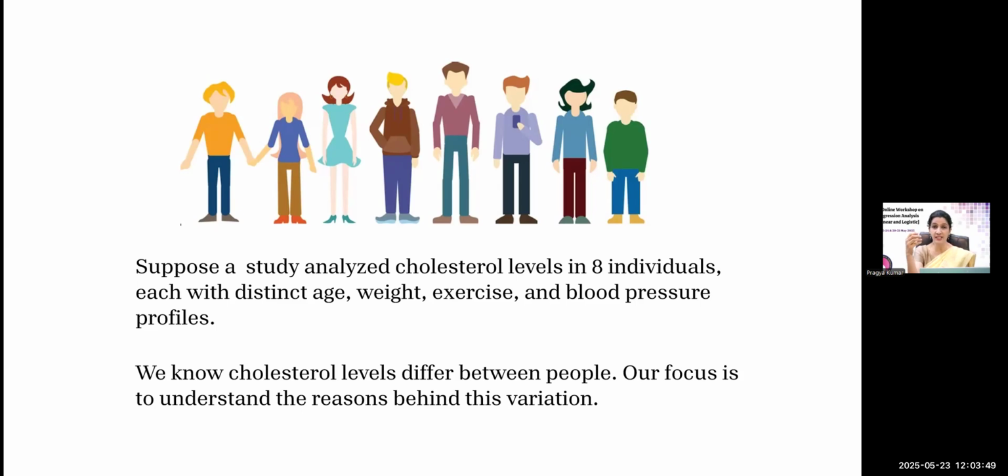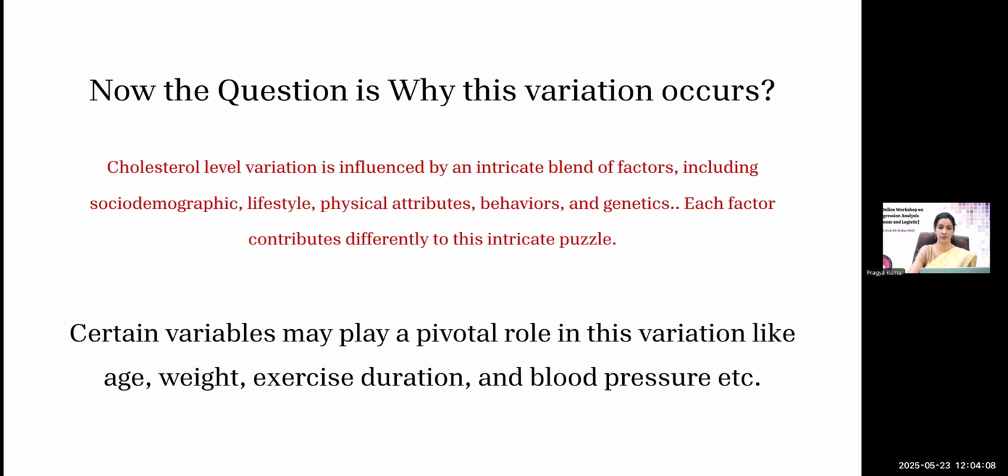We are talking about this variance in terms of a dependent variable, the predicted value. Why is there a variation in the dependent variable, and what are the individual variables affecting this variation? So now the next question is why this variation occurs.